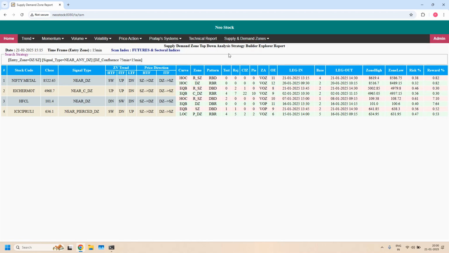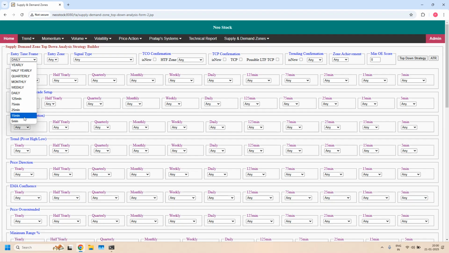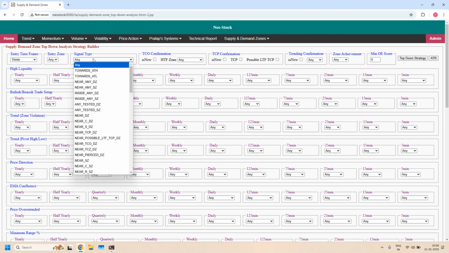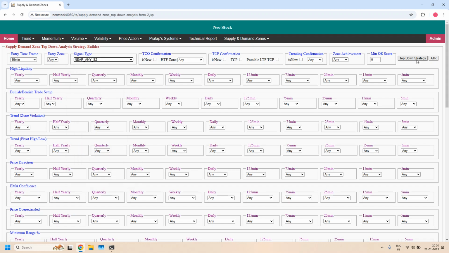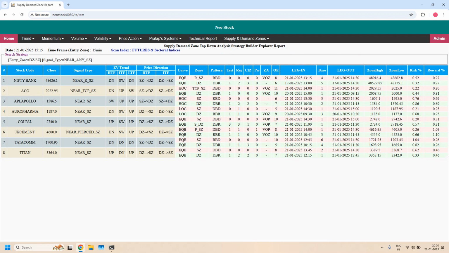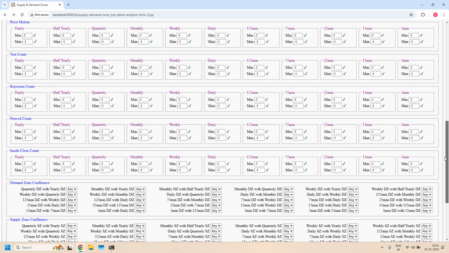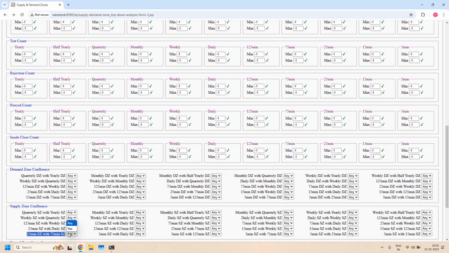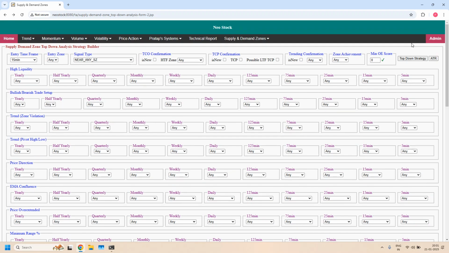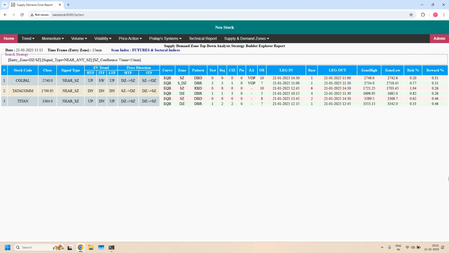Okay, next 15 minutes time frame. Stocks near 15 minutes supply zone, we got 8 stocks. Now let us verify ITF confluence, supply zone confluence. That is 15 minute supply zone with 75 minute supply zone confluence. I am enabling the filter. 3 stocks are filtered. That means these 15 minute supply zones are part of the 75 minute supply zone. That is overlapped with 75 minute supply zone. That is what zone confluence is.